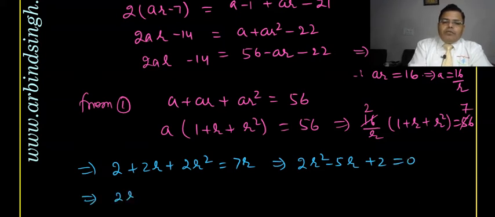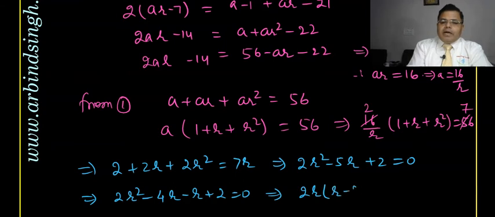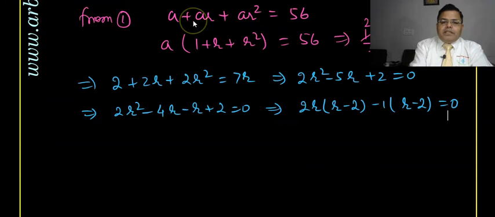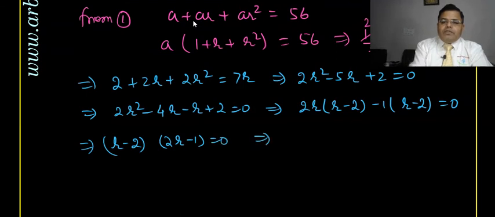This implies 2r square minus 4r minus r plus 2 is equal to 0. This implies 2r can be taken common and r minus 2 will be there. And if minus 1 is taken common, r minus 2 will be there. So if I take common r minus 2, then what will be that? 2r minus 1 is equal to 0. So r is equal to 2 or r is equal to 1 by 2.